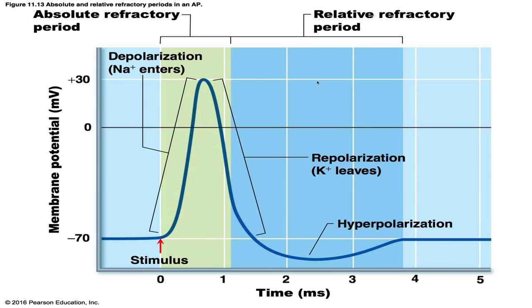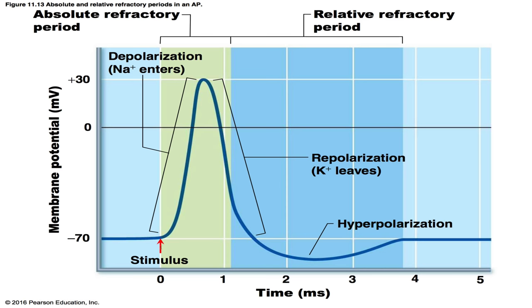However, in this dark blue area, if a strong enough stimulus is applied, you can get another depolarization event to take place. Now, let's start from over here. So this minus 70, where you see this flat line over here, this is step number one. In other words, both the sodium and the potassium voltage-gated channels are closed, and we're at this minus 70 millivolts.